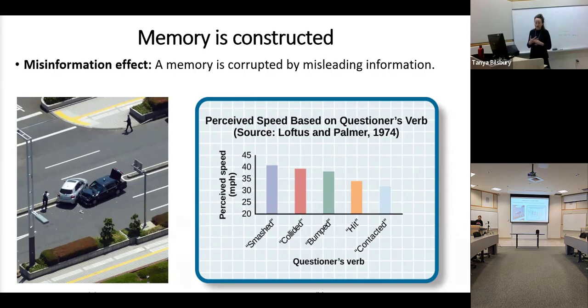There's an example from Elizabeth Loftus's research. She showed people video footage of a car accident and then asked some of the people, how fast were the cars going when they contacted each other, when they hit each other, when they bumped each other, when they collided, when they smashed? You can see that people's estimates of how fast the car was going increased with this more dramatic language. Because when they ask you, well, how fast were they going when they smashed together? Now you're imagining smashing, you're mixing that up with your memory of the actual event.